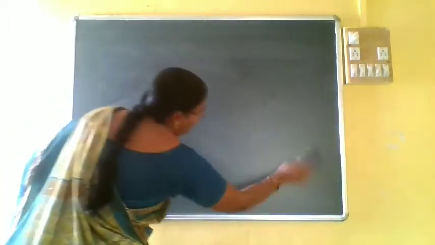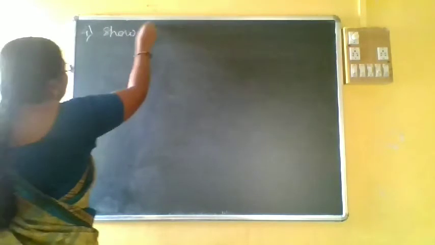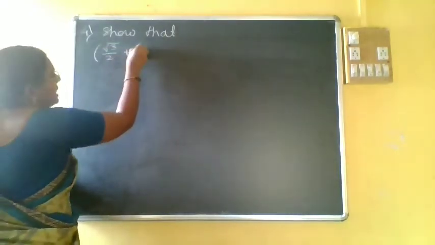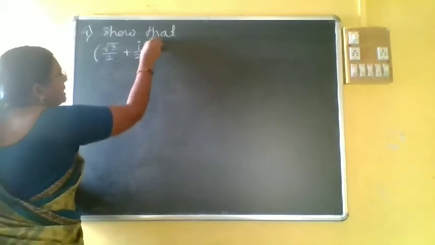Show that. This type of example, we have to take the next example. Fourth example: show that (root 3 upon 2 plus i divided by 2) bracket raised to 3 is equal to i.